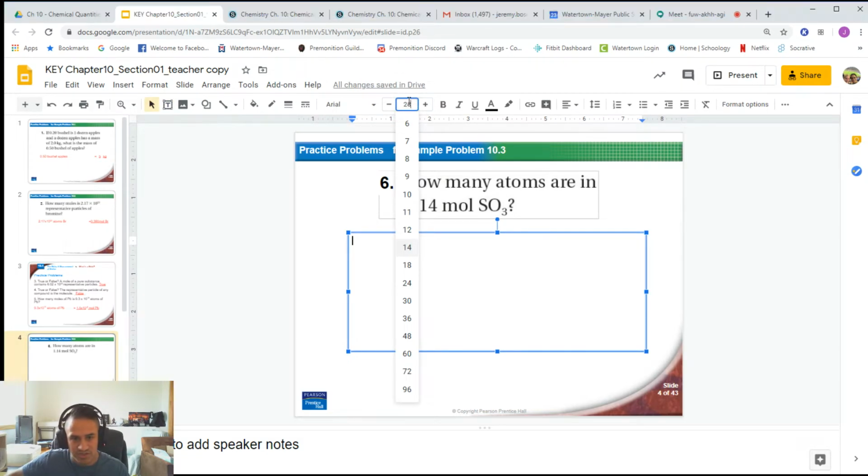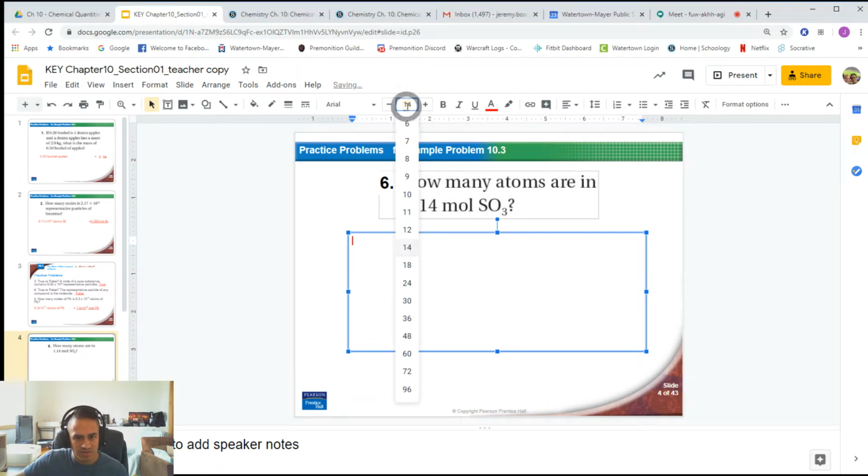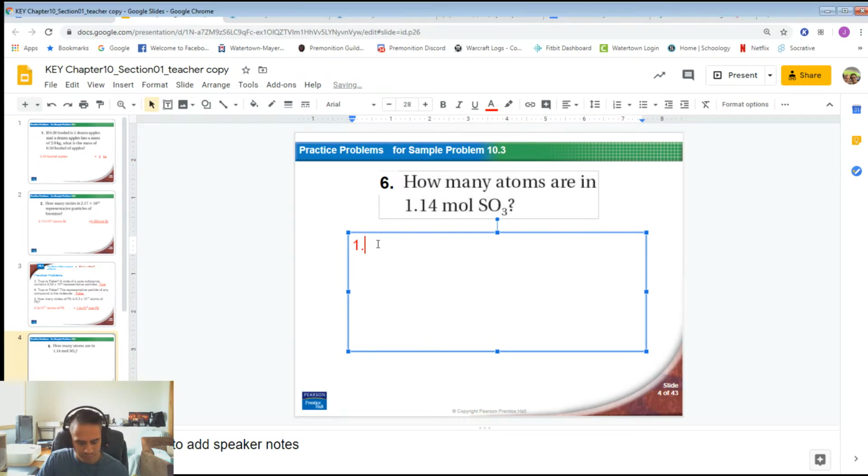Let's change our font size. Let's change our font color. All right, so we are starting with 1.14. That is not the size that I'm looking for here. Okay, 1.14 moles of SO3.